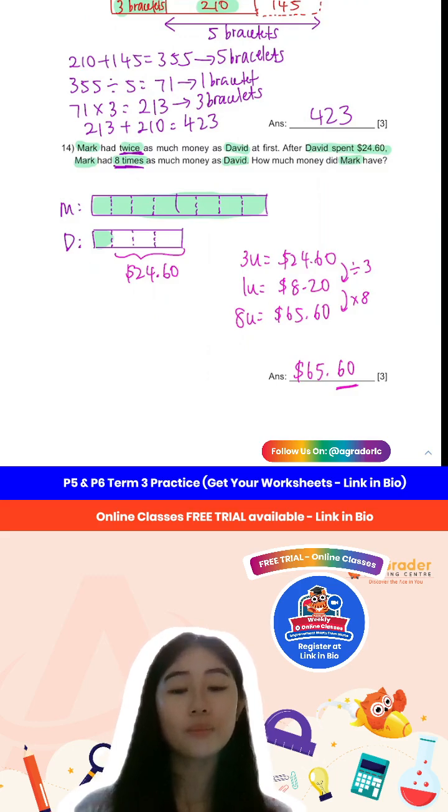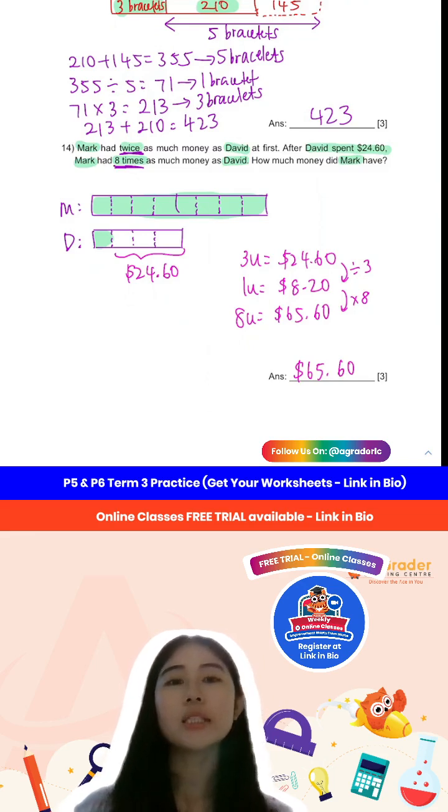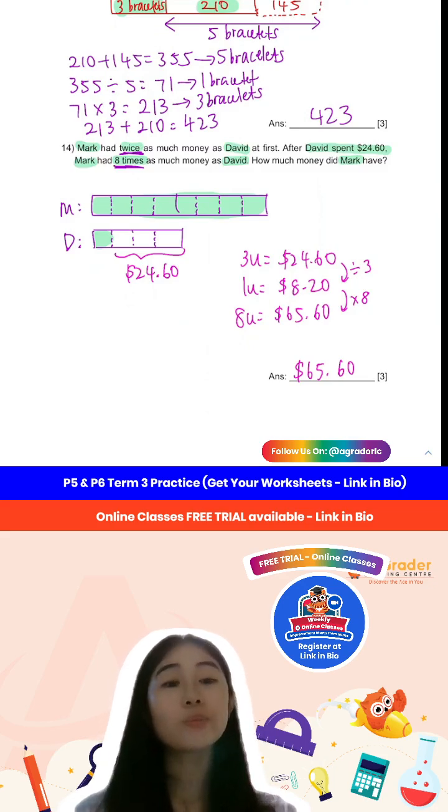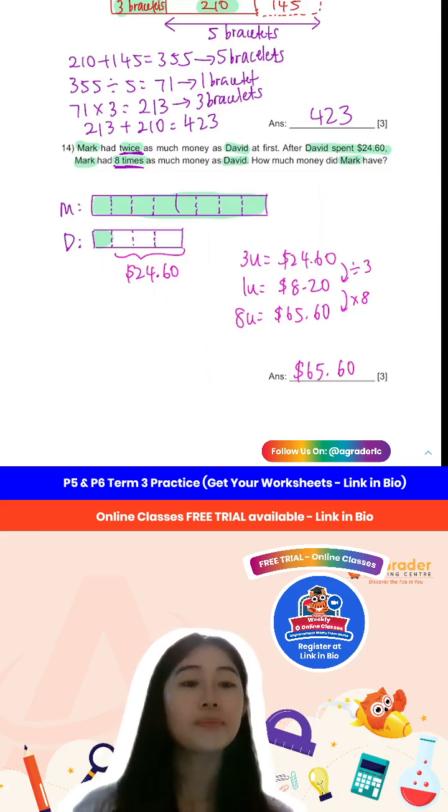Okay, got it? Question mark asks, are there any other methods besides the model? You can use units, okay? Question mark, you can use units as well. But I think the model is easier to see.